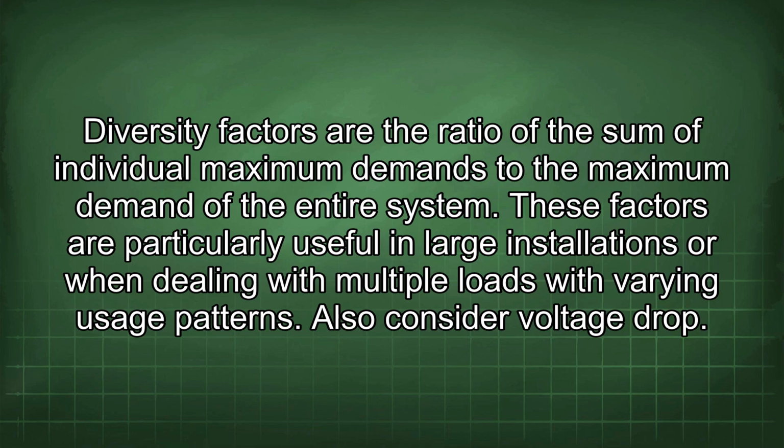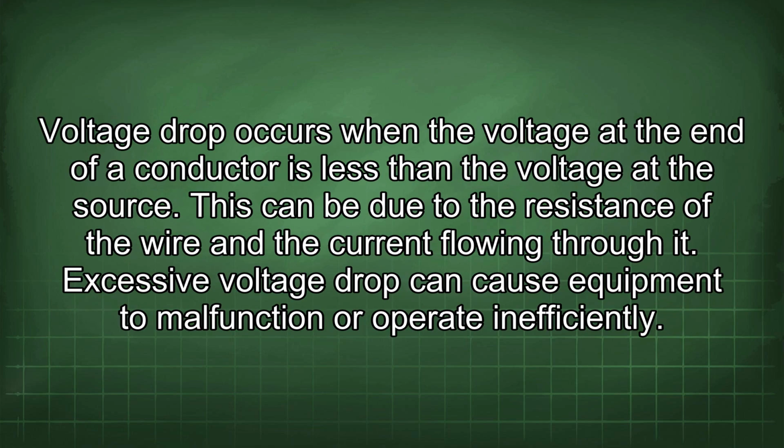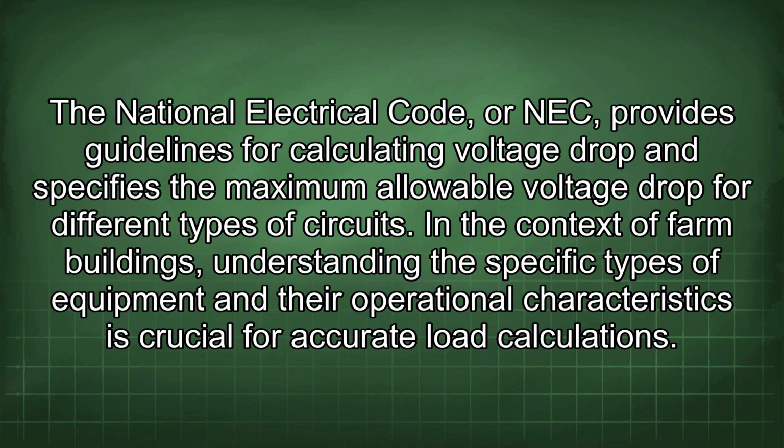Also consider voltage drop. Voltage drop occurs when the voltage at the end of a conductor is less than the voltage at the source. This can be due to the resistance of the wire and the current flowing through it. Excessive voltage drop can cause equipment to malfunction or operate inefficiently. The National Electrical Code, or NEC, provides guidelines for calculating voltage drop and specifies the maximum allowable voltage drop for different types of circuits.